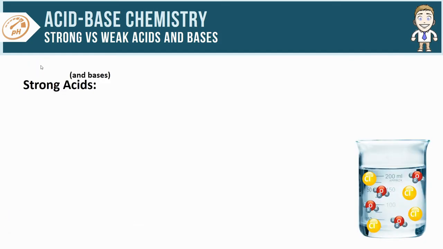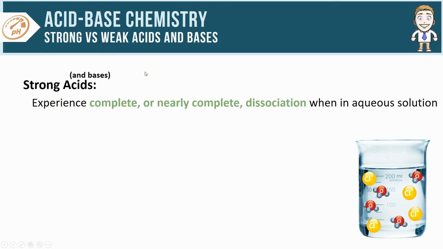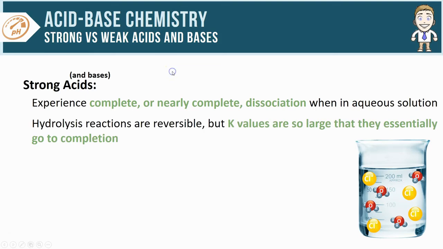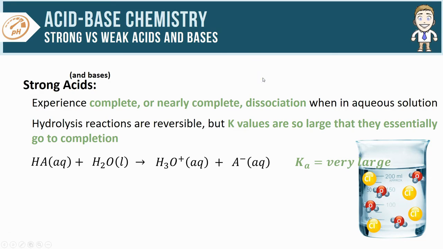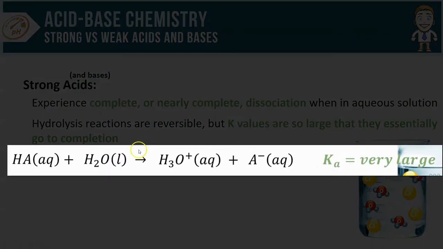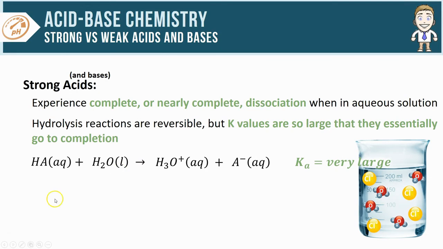And all of this leads us to the definitions of what strong acids actually mean, and this applies to strong bases too. The term strong means that acid or base will experience complete or nearly complete dissociation when in an aqueous solution. These hydrolysis reactions are reversible, so there is an equilibrium that's going to be formed here. But the good news is that the K values, the equilibrium constants, are so insanely large that we ignore the fact that they're reversible altogether and just pretend that they go in one direction. They just go to completion. So you can even see the arrow here is forward facing only.